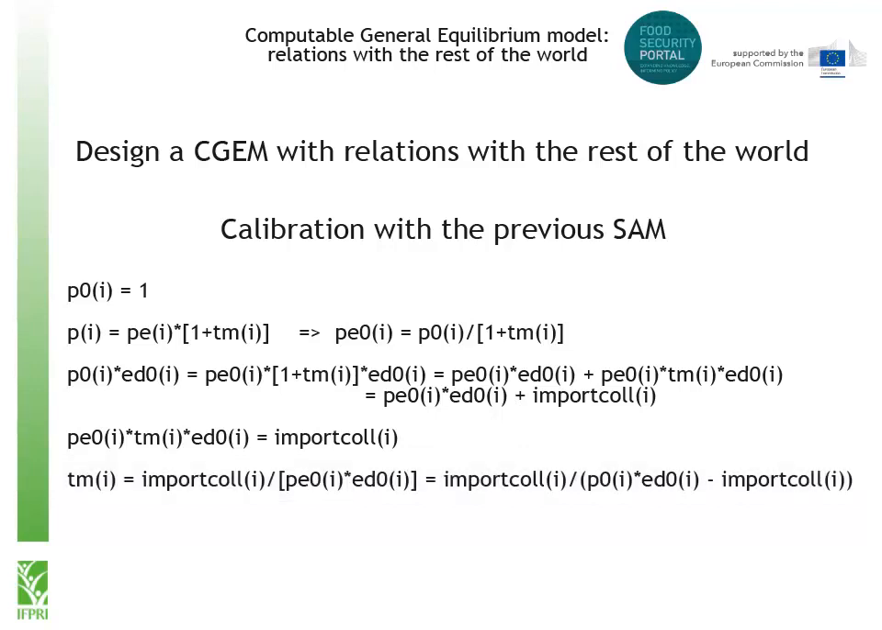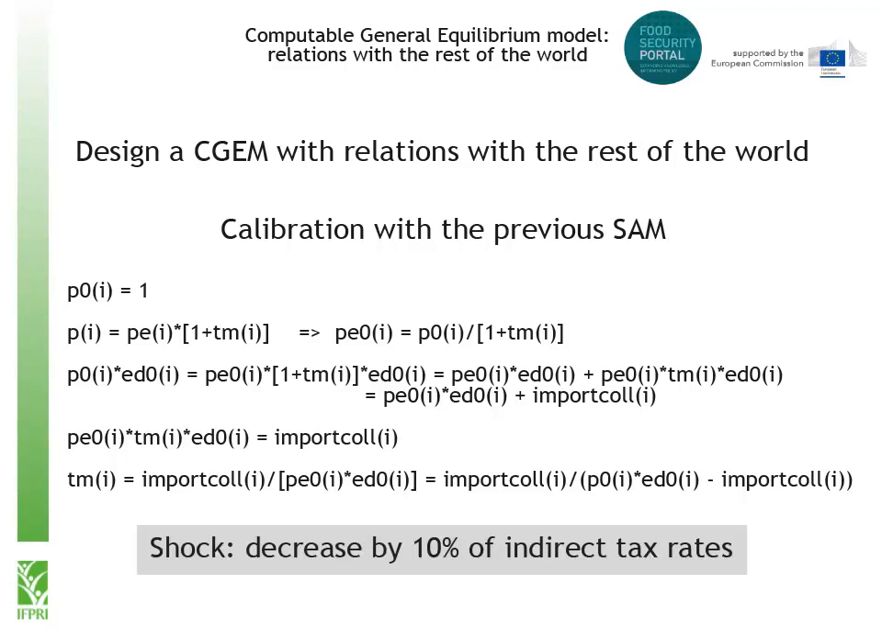And so with that formula, you've got something to calibrate Tm in sector I. So once you have normalized P0 to 1, you can calibrate Tm in sector I, and then you can calibrate PE0 in sector I. I would like you to study a shock, which is a decrease by 10% of indirect tax rates.